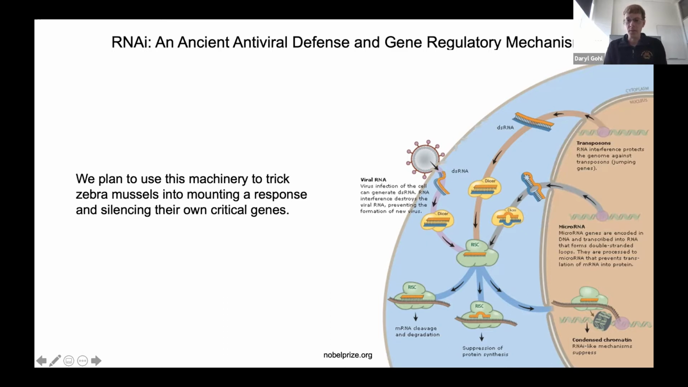So in essence, what we're doing in this project is basically trying to trick the zebra mussels into mounting this sort of antiviral response against their own genes.